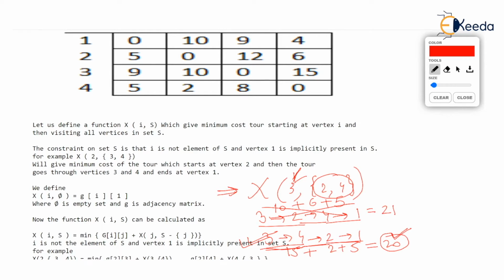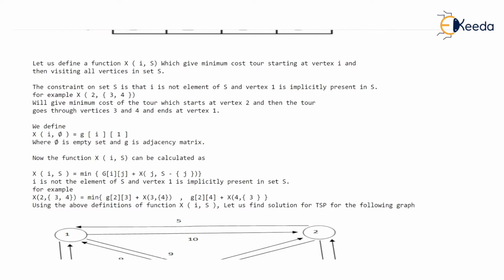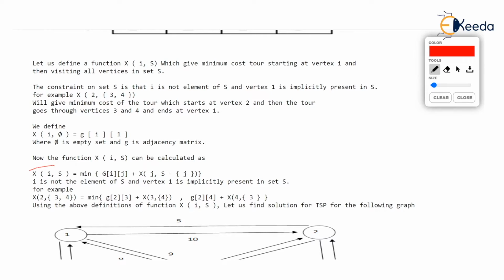Can we generalize this now? Check this. Let's take a mathematical approach here. Check this function, x of i comma S. What is x of i comma S? It is the minimum of g i j plus x of j comma S minus j. Oh, good lord, what is all this? Watch that. x of i comma S is nothing but the minimum of g i j.